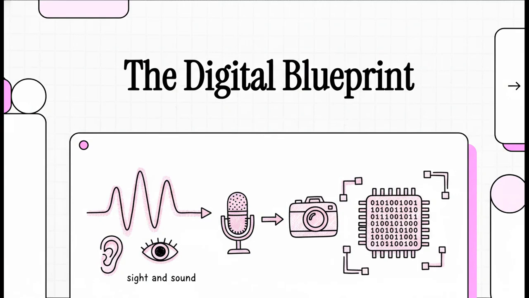Our world is a world of sight and sound. It's all smooth waves and continuous motion. But our digital devices, our computers, our phones, they speak a completely different language. It's all ones and zeros. So the big question is, how do we translate our world into theirs? Well, that's the digital blueprint we're going to break down today.